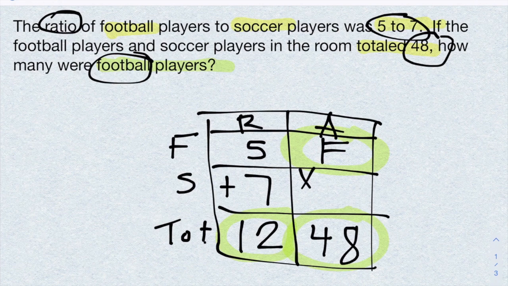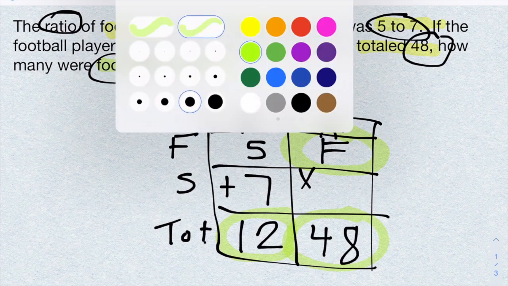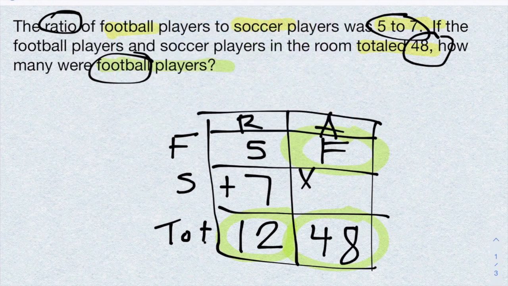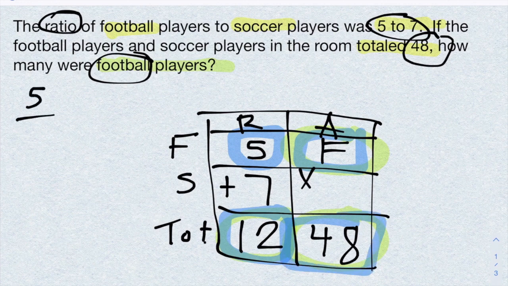So now I have enough numbers to make fractions. So I have a 5 and a 7 and a letter and a 48. And from those, I can make fractions. So I'm going to write 5/12 equals F over 48.